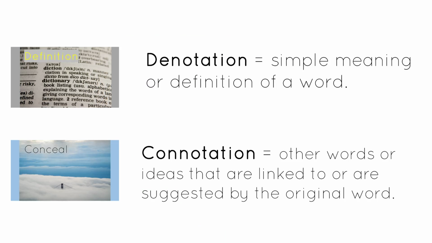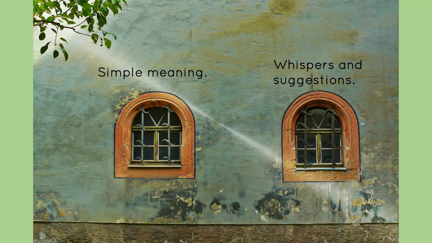So far, we've looked at denotation and connotation. Denotation being the simple definition, connotation being what's hidden, what's suggested, what's concealed. And I introduced this second method of thinking about each word, looking at it through two windows. Firstly, through the simple meaning or basic definition, and then through the second window that's a bit more interesting. What does the word whisper to you? What suggestions is the word making about the subject?